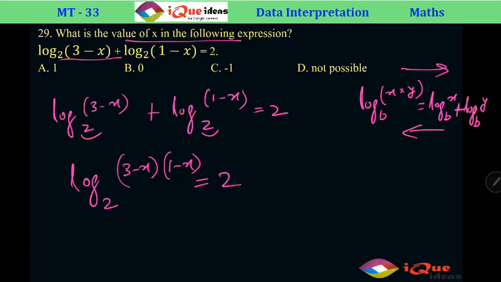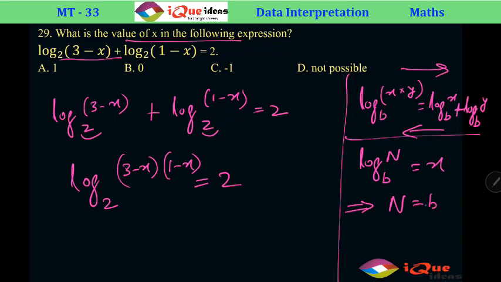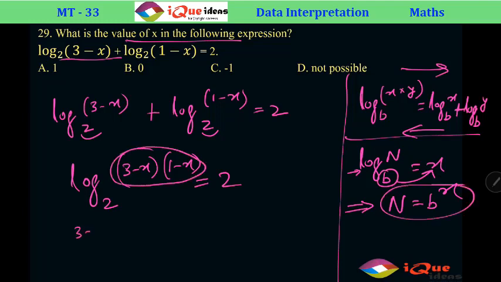Okay, now there is another rule about log definition which says log of, let's say, n to the base b, if it is equal to x, it implies that n is equal to b to the power x. So when you remove log, what happens? This b goes to the other side and becomes power. So here in place of n, we have 3 minus x into 1 minus x. Base is 2 and the number here is 2. So it becomes 2 to the power 2, which is 4.